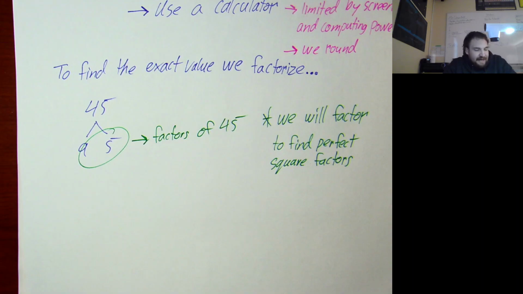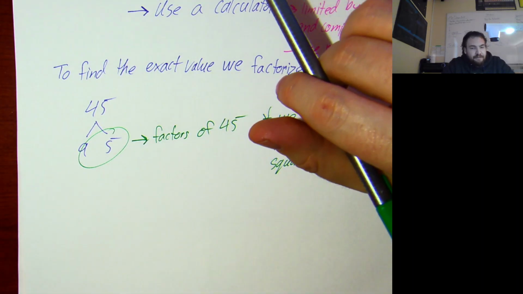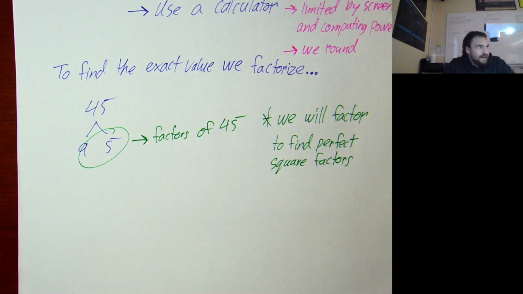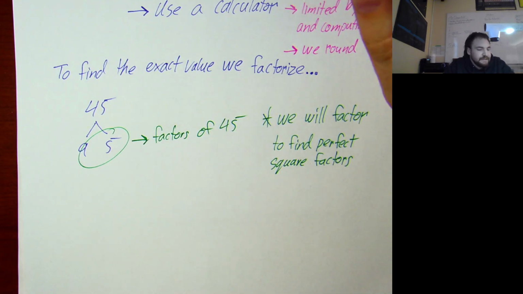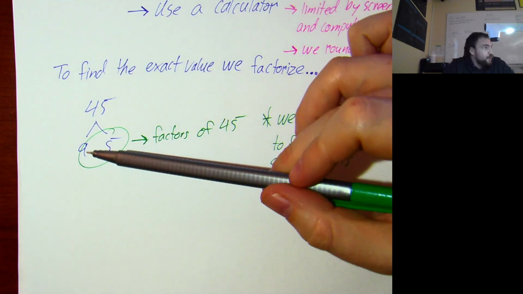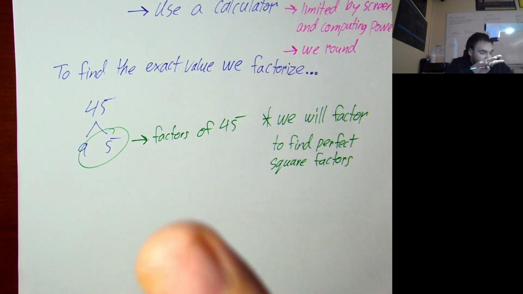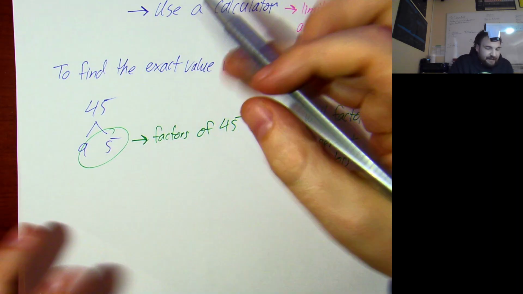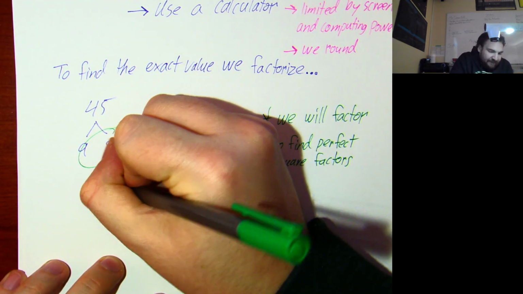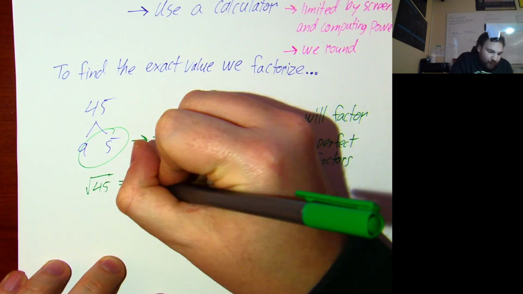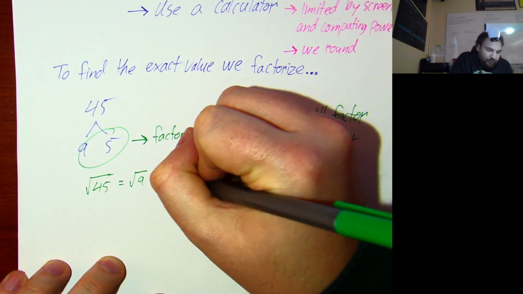So, 45 can be broken up into 9 times 5. Is 9 or 5 a perfect square? 9 is. We like this. So what this means, because we found a perfect square, we can stop with our factors. And we can jump straight to this. Because 45 is made up of 9 times 5, the square root of 45 is going to be made up into the square root of 9 times the square root of 5.